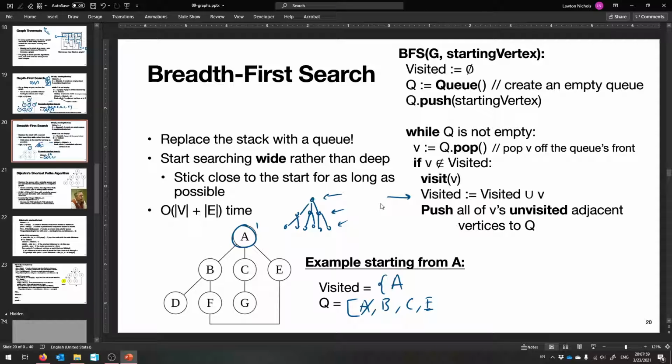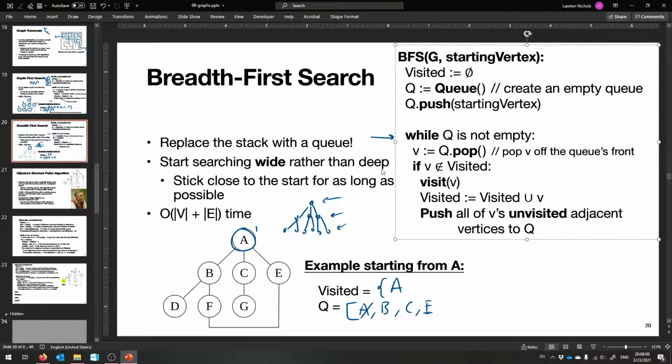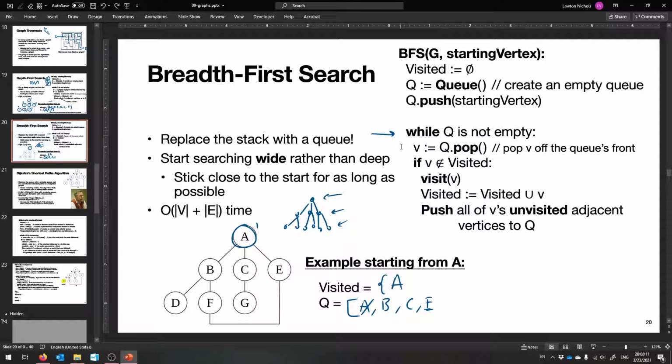And now this one's interesting because the next thing that's on the front of the queue that we pop off next is the B. See that? That's how we stay close to where we were. Because then we visit the B, then the C, then the E in that order. Because we always add to the end of a queue, right? So we pop off the B now. Visit the B.